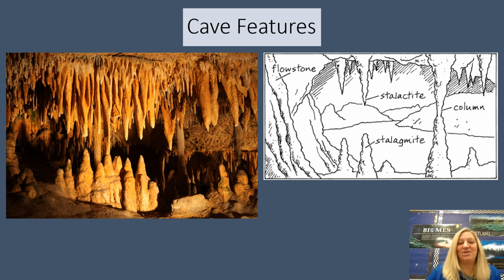So an idea of what these look like in a real cave, picture on the left, you get the tights from the top and the mites from the bottom, and you can see a couple columns have formed in this cave. And then the cartoon picture on the right where they're actually labeled stalactites, stalagmites, and columns.